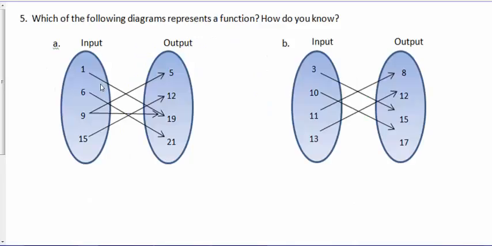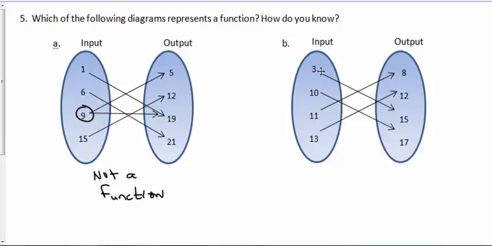5. Which of the following diagrams represents a function, and how do you know? Well, in a mapping, which A and B are, you're looking at x values and you're looking at y values. And in a mapping, the x values are only going to show up one time, no matter if it's a function or not. So what we need to pay close attention to is how many lines are coming out of each x value. There's one line coming out of this one. There's one line coming out of this. There's 2 lines coming out of this 9. And then 1 line coming out of 15.